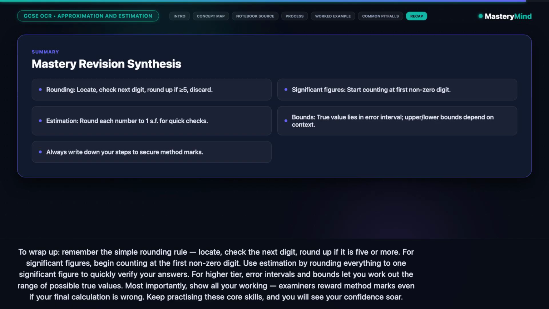Most importantly, show all your working. Examiners reward method marks even if your final calculation is wrong. Keep practicing these core skills, and you will see your confidence soar.